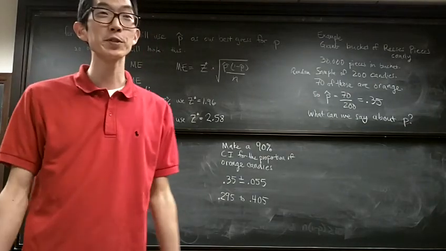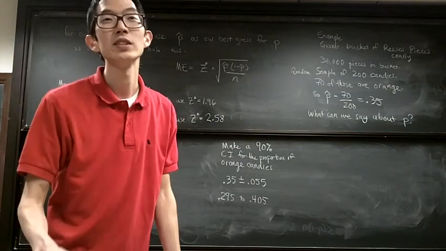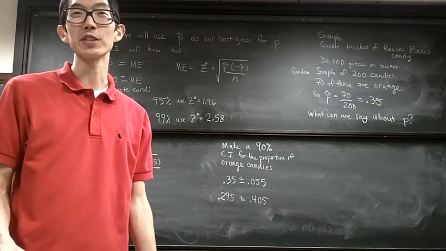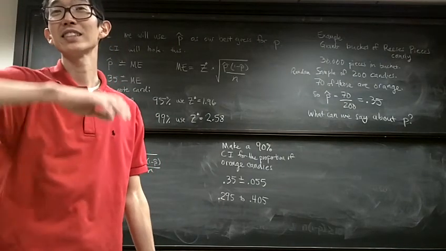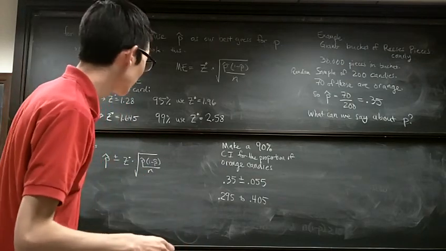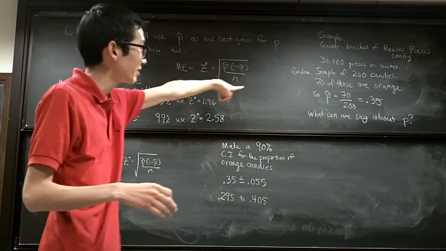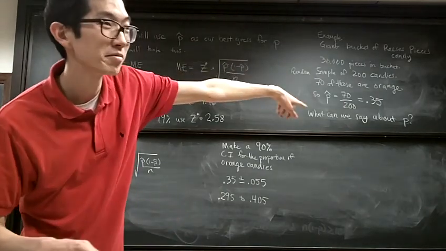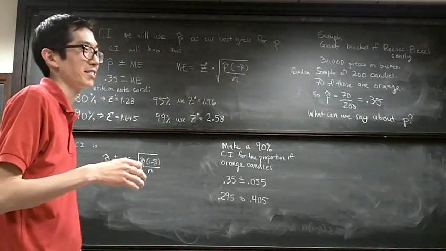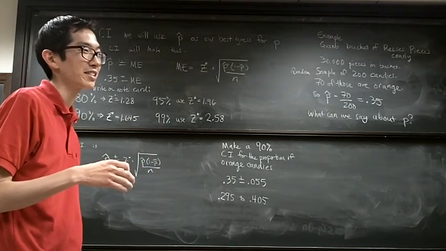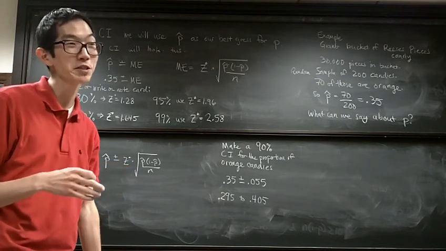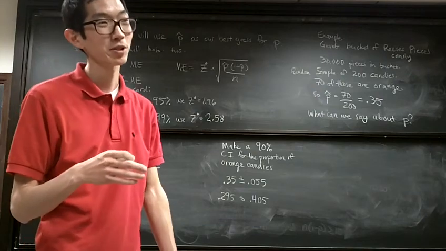N is 200. That's my sample size. N is always my sample size. No, that's how many orange pieces. That's not my sample size. Question back there? Yeah, 70 is not in this formula. N is always going to be our sample size. How many in our sample? How big our sample was. So it's still our sample size.